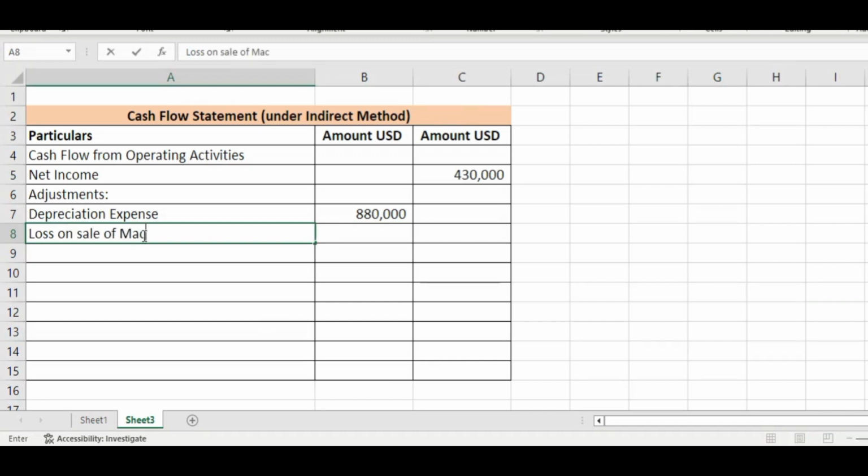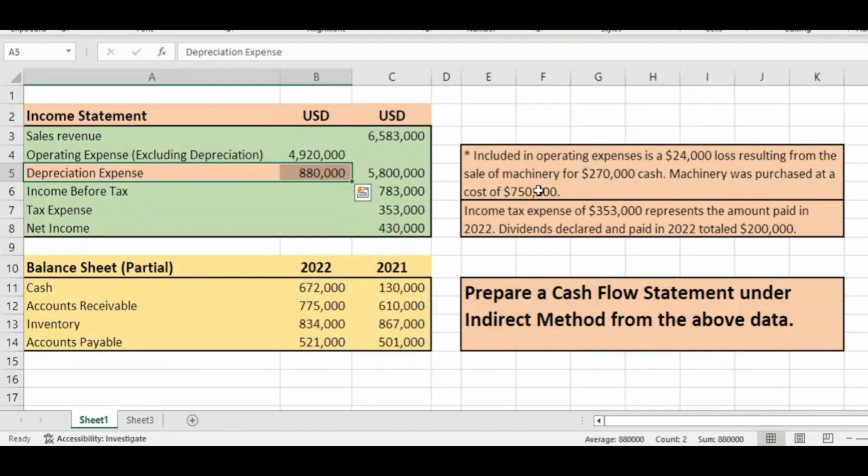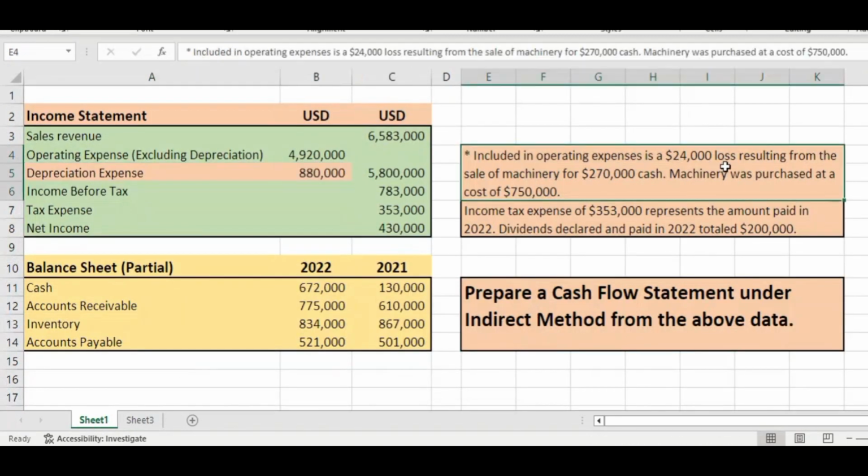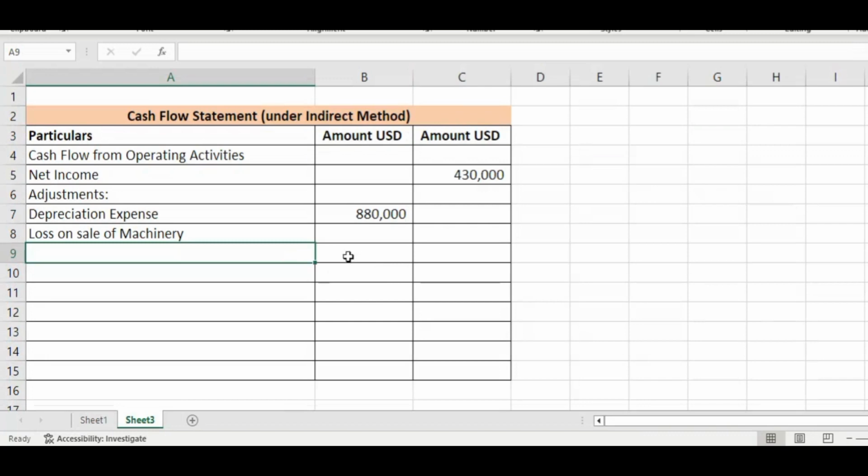The next one is loss on sale of machinery. The machinery was sold for টাকা 270,000, that is the loss is 24,000. The 24,000 is the loss amount. So two items are already included here.